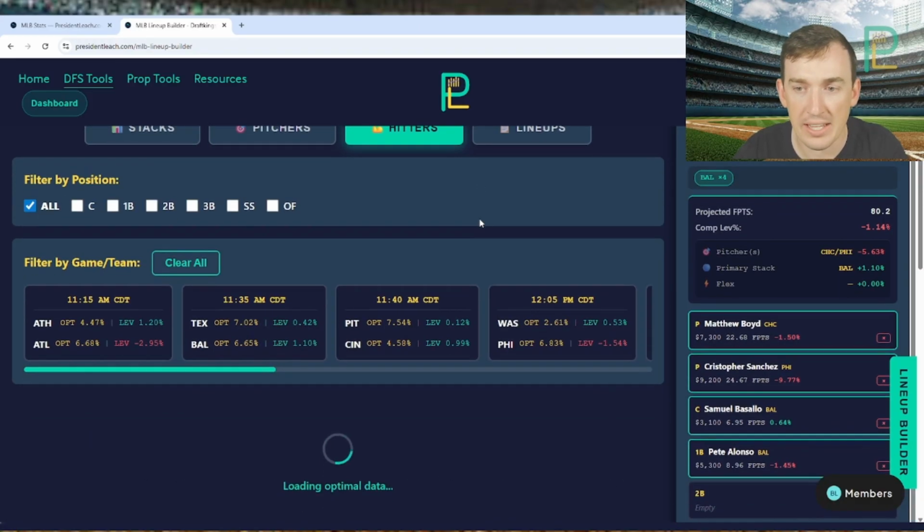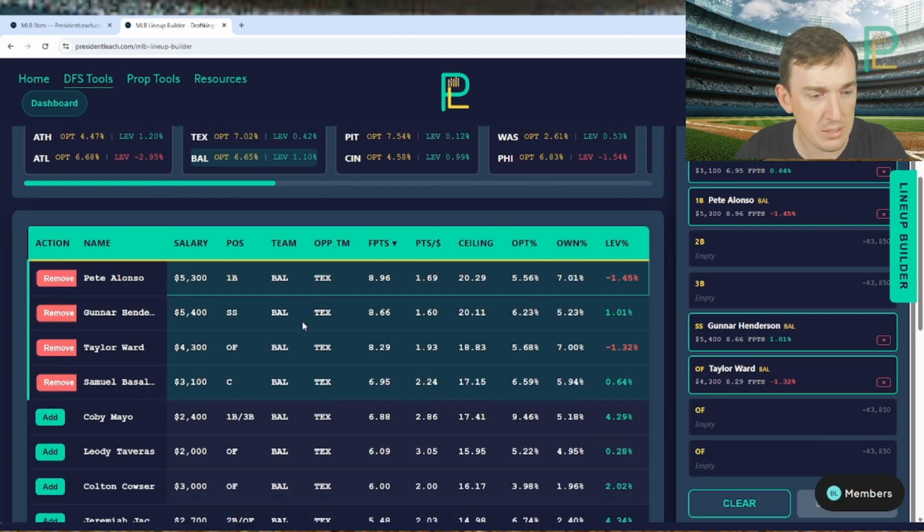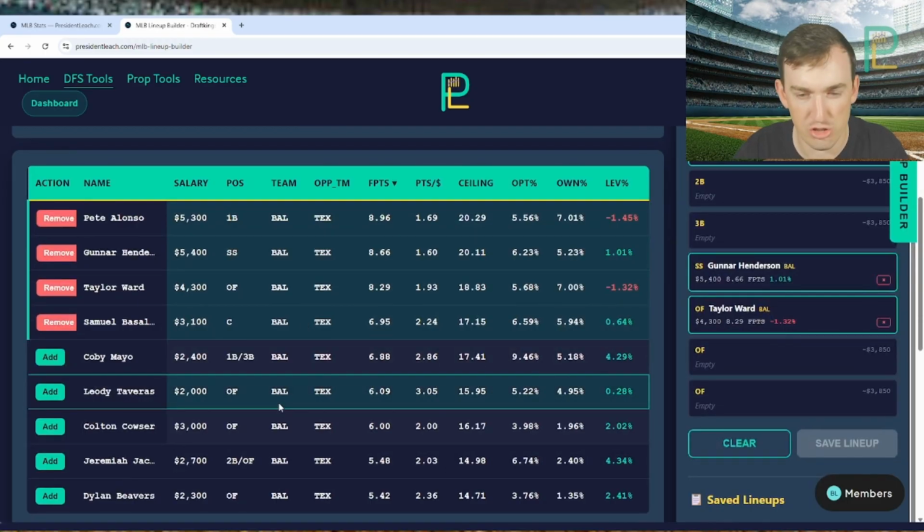So now let's go back and finish up our lineup. We have about 3.8K left per each hitting spot. So let's go back to Baltimore real quick. I'm just going to start at the bottom.